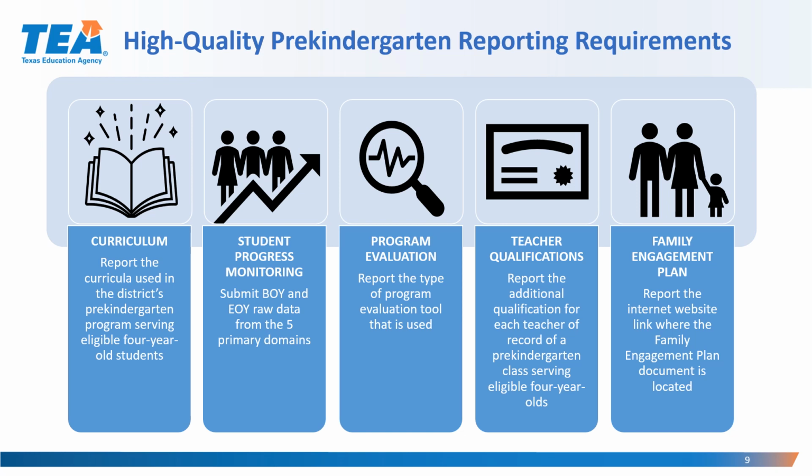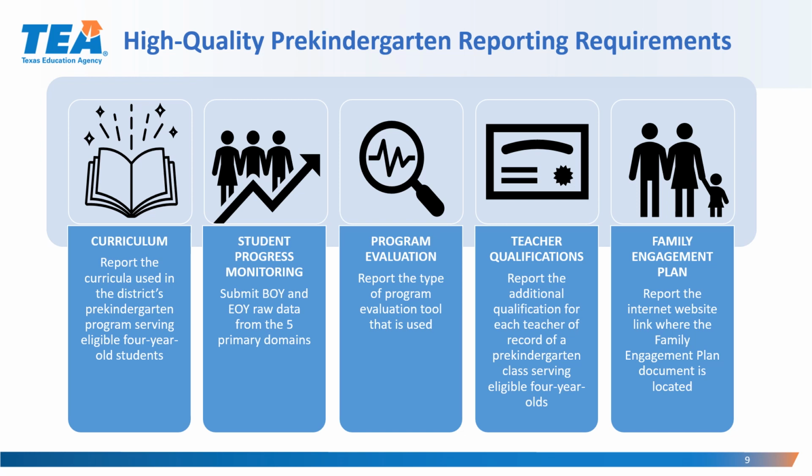For the Early Childhood Data System reporting, you can see the high-quality pre-kindergarten reporting requirements listed on your screen. For curriculum, report the curricula used in the district's pre-kindergarten program serving eligible 4-year-old students. Student progress monitoring, submit BOI and EOI raw data from the 5 primary domains. Program evaluation, report the type of program evaluation tool that is used.